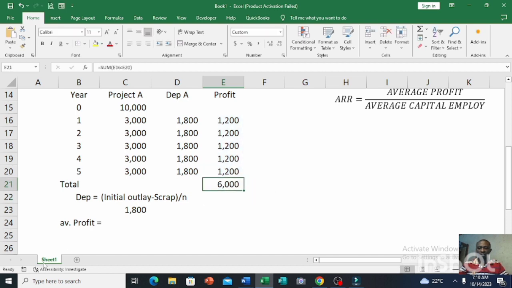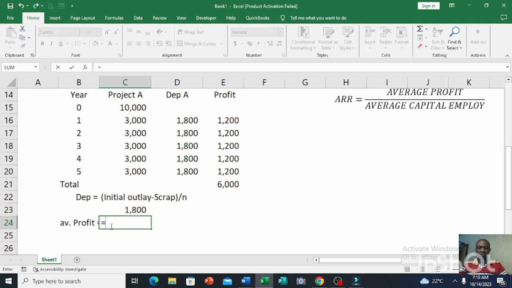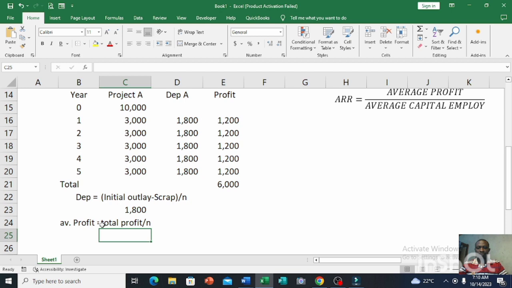This is my sum, which is 6K. So my average profit will be equal to this total divided by N. And what is N? The number of years, which is 5. Let me first start by putting the formula of total profit divided by N. So in this case, we are going to have our total profit divided by our duration of the investment, which is 5 years. So see, our average profit is going to be 1,200.